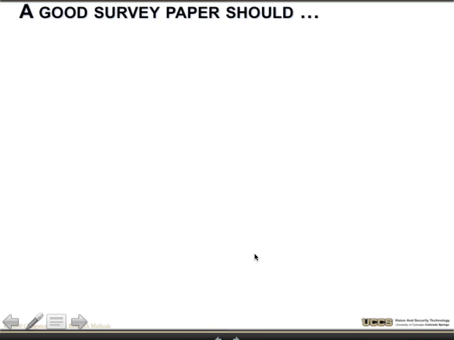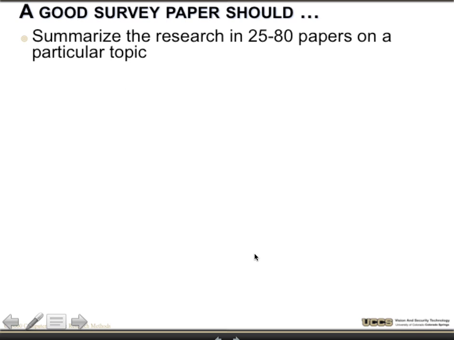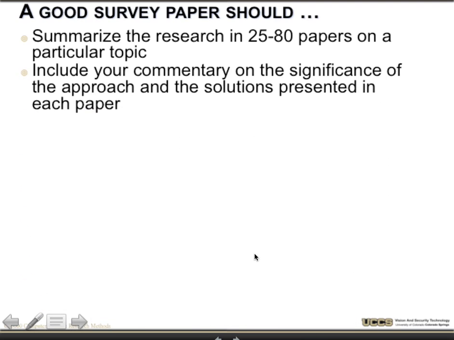So another thing, if you look at what a good survey paper would do, and by good survey paper I mean something you're going to try and publish as a survey paper, I would say a good survey paper is going to summarize the research in somewhere between 25 and 80 papers on a particular topic. Could be more, rarely less. The longest survey paper I did had 150 or so references, and that's what's cited in the paper. We'll get back to how many I actually have to read to get there.